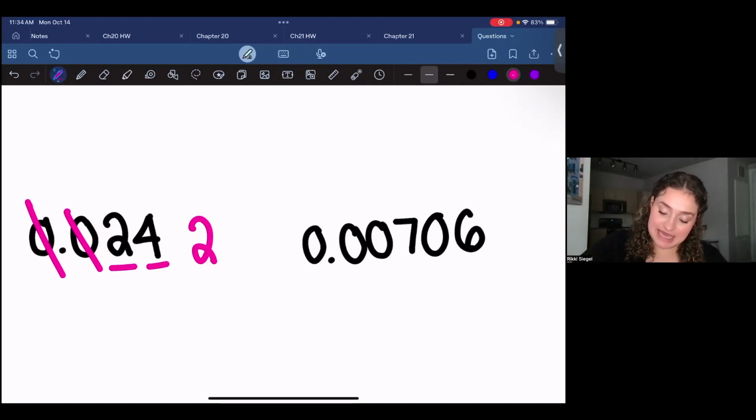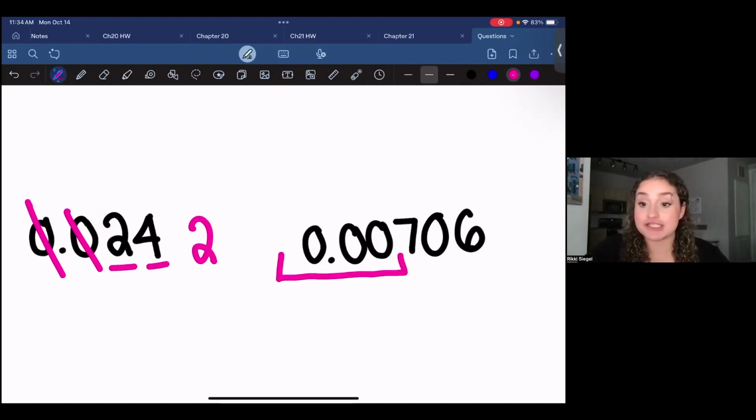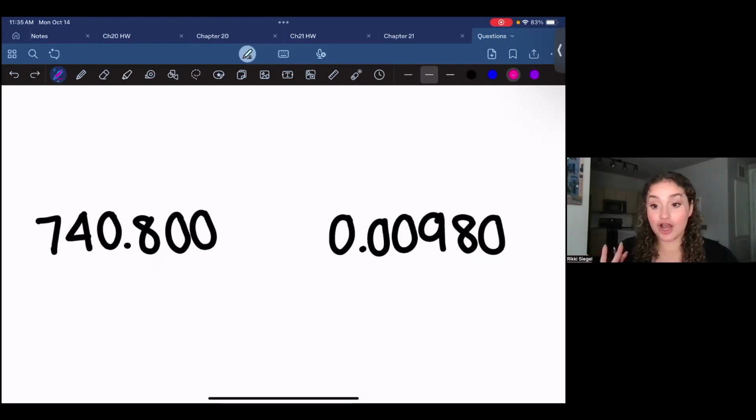Same thing in this case. All of these zeros are insignificant. We're not going to start counting until we hit our very first non-zero number. Leading zeros, insignificant. Here we have 1, 2, 3 sig figs. Our next rule is about trailing zeros.